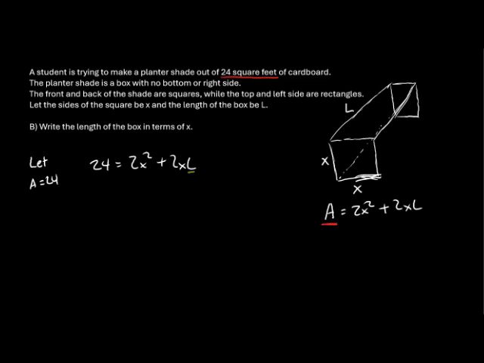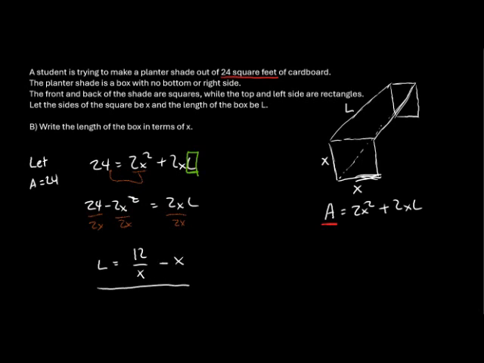Now we're going to solve for L in order to try to write L in terms of x. This means we're going to have to subtract that 2x squared. We'll have 24 minus 2x squared is equal to 2xL. Then we will divide all of the terms by 2x to get L by itself. When we make that division, we'll have L equals 24 over 2x is 12 over x, and then 2x squared over 2x will give us negative x. Therefore, we can say L is 12 over x minus x.